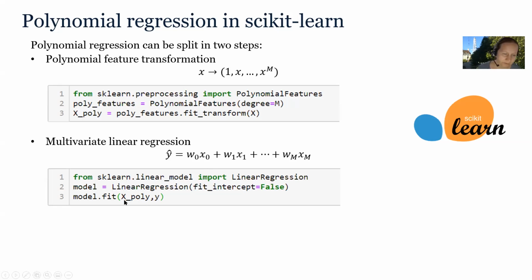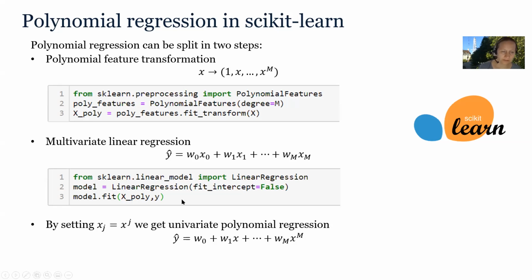And the second difference is that we will fit the model to the transformed features X_poly. And you can see that if we call these steps one after another, it means that we will set all the features xj in multivariate linear regression in this equation here to the polynomial features x to the power of j, which have been created here. And then the combined equation will give us the equation of polynomial regression.